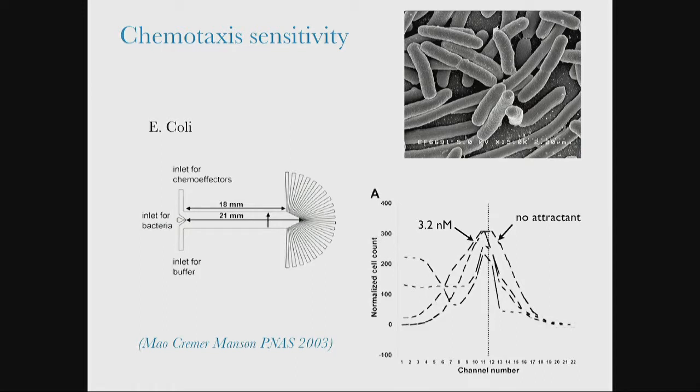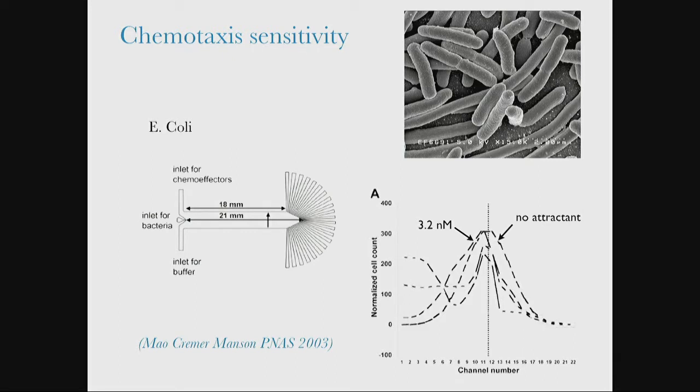So these are the results. The curves, unfortunately, are not very well done. But this line here is when they put no attractant at all, so they don't put any chemoeffector. And you can see it's perfectly centered around zero. This is the distribution of cells as a function of the channel number in each of these channels. This is 1, and this is 21.